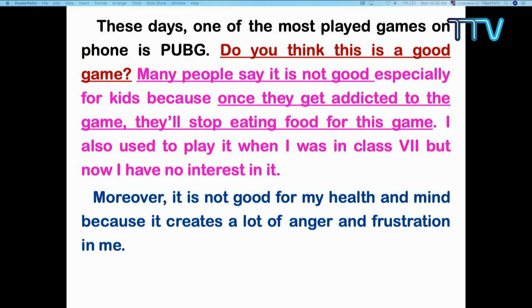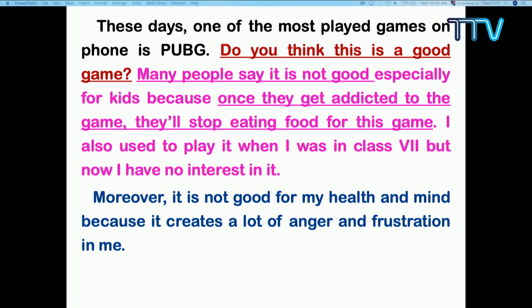The next sentence: many people say it is not good, especially for kids, because once they get addicted to the game, they'll stop eating food for this game. So, I want you to focus on the underlined part of the sentence. Many people say it is not good. Based on the function, can you identify what type of sentence this is? Many people say it is not good. A statement, isn't it? Look at the function. It's a statement, or we can say a declarative sentence.